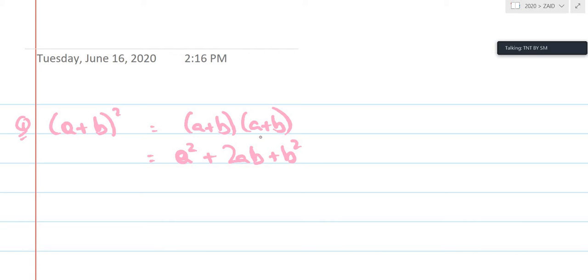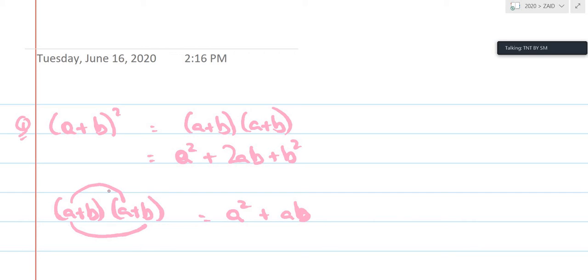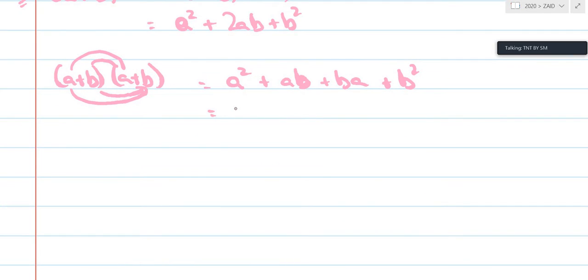How do we get this result? Let's take this down step by step. When we write a plus b multiplied by a plus b, first you multiply a with a, you get a square. Then you multiply a with b, you get plus ab. Then you multiply b with a, you get plus ba. Remember that ab and ba both mean the same thing. And then eventually you multiply b with b, therefore you get b square. Hence you can write this as a square plus 2ab plus b square.